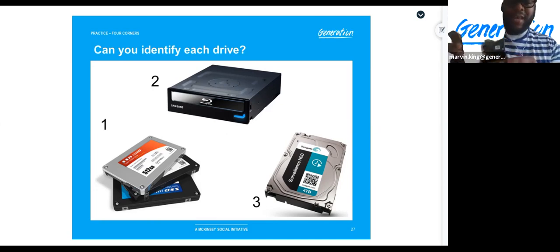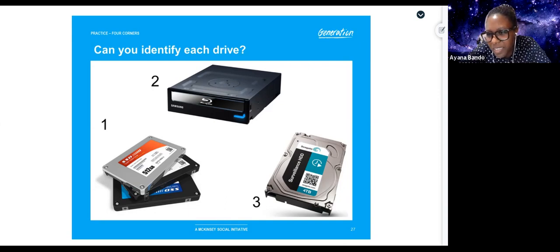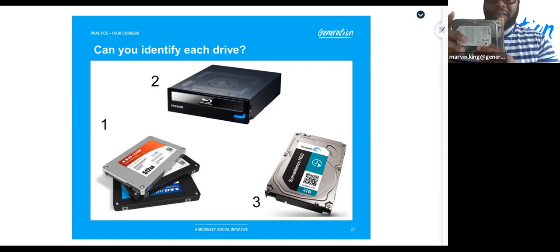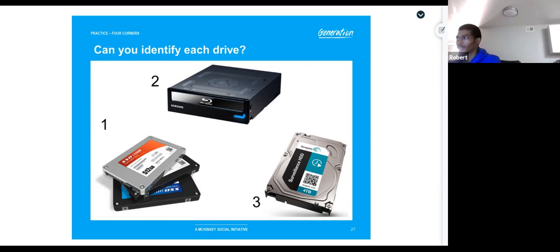I'm trying to get it in the light. Hard disk drive? Is that what it is? Hard drive, yeah. It is a hard disk drive, and it is 2,000 gigabytes. So what's the other name for 2,000 gigabytes? 2 terabytes. 2 terabytes. Thank you, Rob.